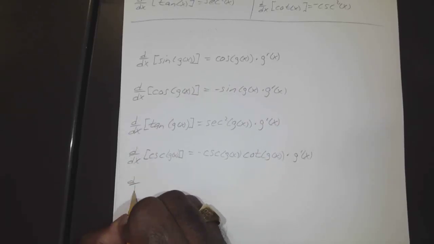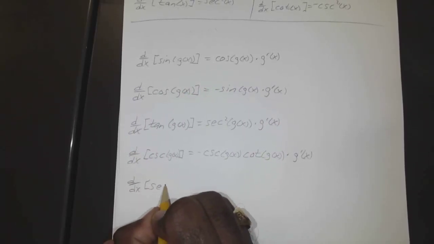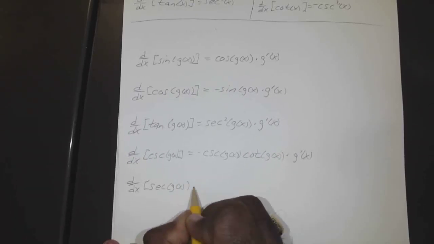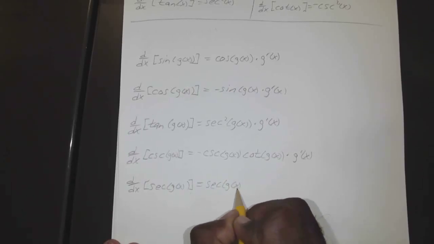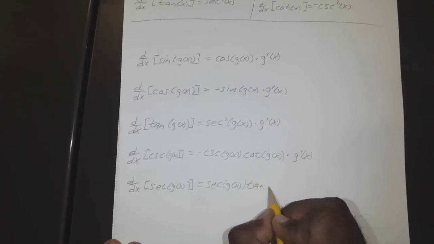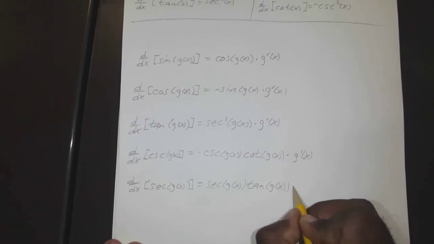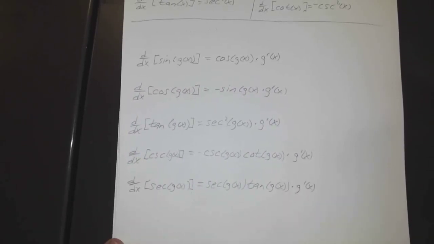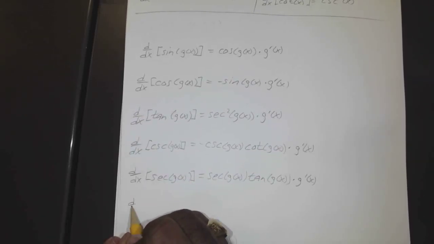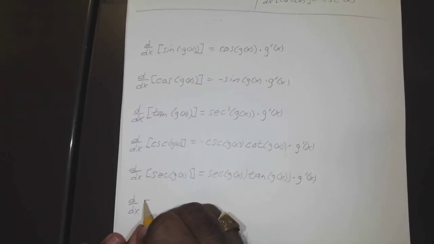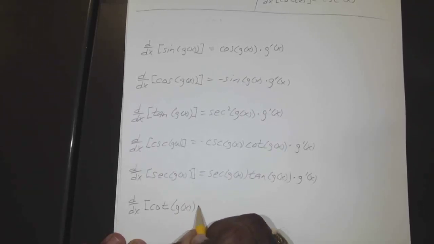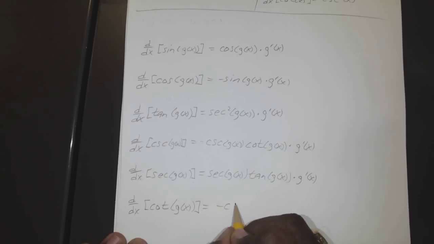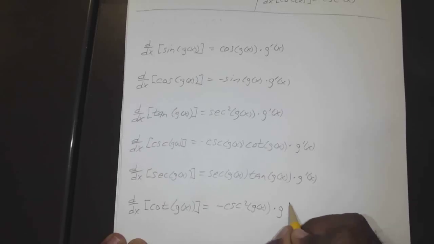Same thing with secant. That's going to equal secant of g of x tangent of g of x times g prime of x. And the cotangent, same thing. That's negative cosecant squared of g of x times g prime of x.